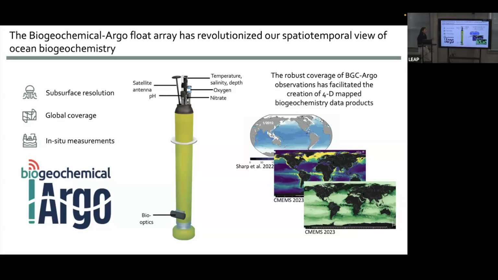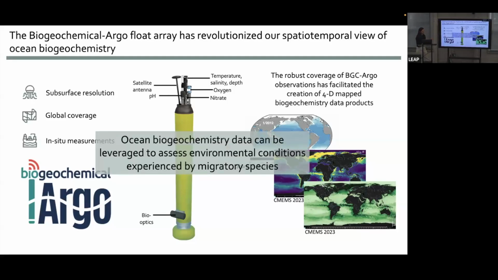So there are really countless ways to leverage these data products to study fundamental oceanography, but today I'll be sharing an application to the world of fisheries. So my research really focuses on the ways in which these 4D biogeochemistry data products can be leveraged to characterize the environmental conditions experienced by marine species and in turn inform a fisheries species distribution model.